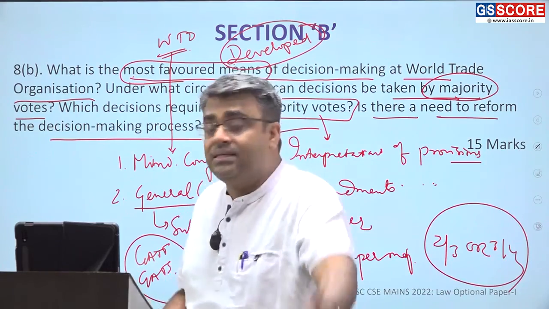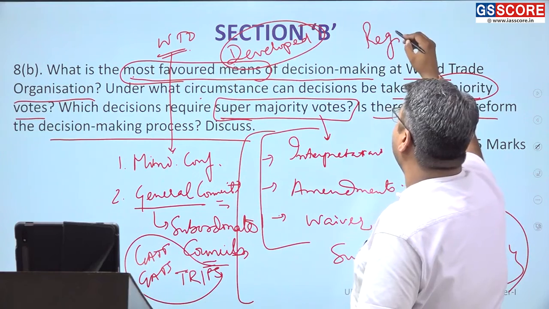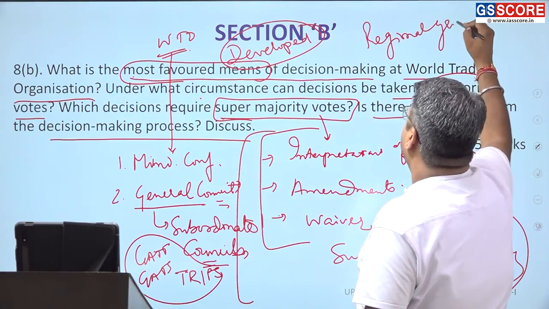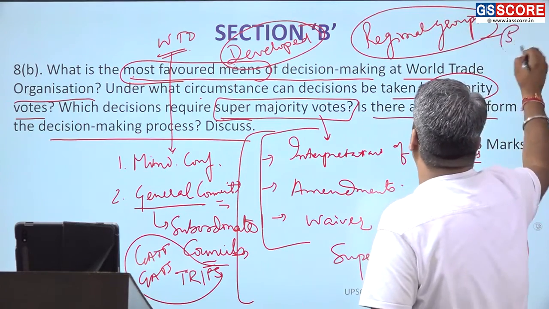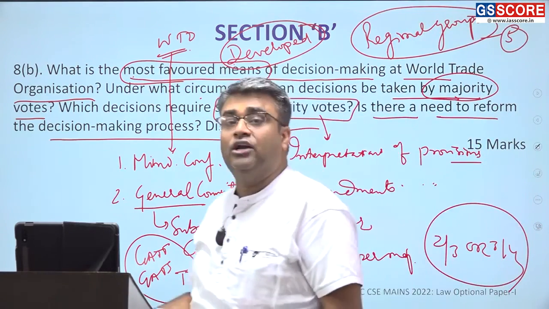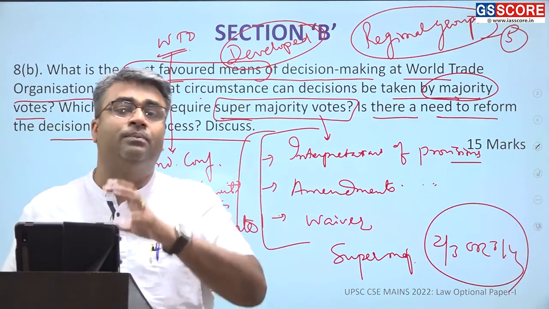what can be the better decision, the better solution? The better solution is basically on the basis of regional groups. Regional groups can be created. We do have 5 regional groups in the case of other kinds of international organizations actually. So these regional groups can serve the purpose.